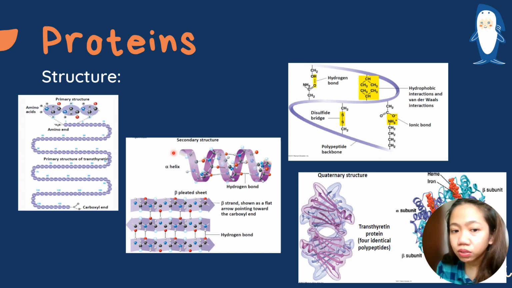But moving to the secondary structure will analyze the interaction of these amino acids. So remember that they have different properties. Now, these properties may lead to the amino acid to twist into a helical structure like this one, or it may also create a pleated sheet or a stack of amino acids because they are bonded together.